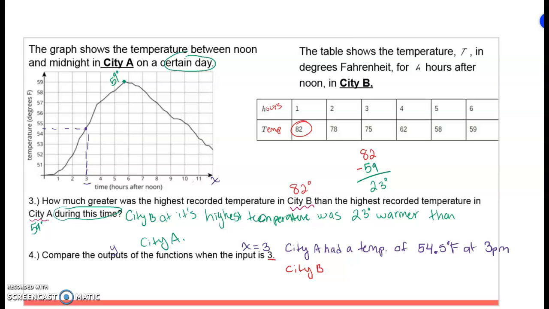In this case, it's hours, or I guess in a sense, the time afternoon, so 3 p.m. So City B, I can come over here and go, okay, at 3 p.m. it was 75 degrees. So we can say it had a temperature of 75 degrees Fahrenheit at 3 p.m.